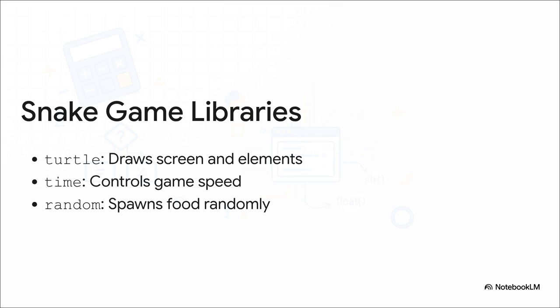Now, to make a game like Snake actually work, we rely on three core Python libraries. We use the Turtle library to handle the graphics and literally draw the snake. Then we need the Time library to control the pacing, because otherwise the game moves too fast to play. And finally, we use the Random library to spawn the snake's food in completely unpredictable locations.